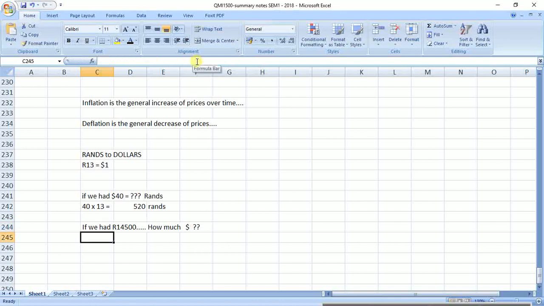Okay, then divide exactly. It's pretty straightforward. I think because you work with this as well, it helps. 14,500 divided by 13. It'll give you that in dollars, obviously. Yes. Okay, great.